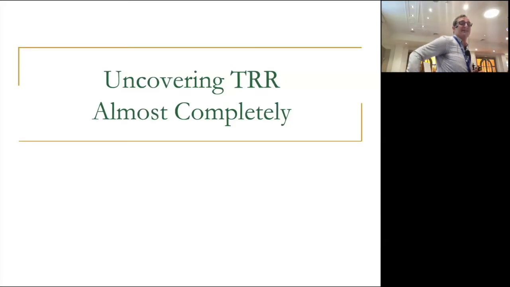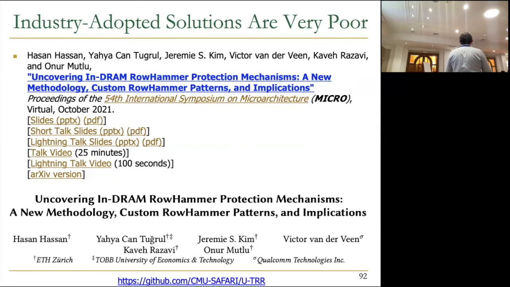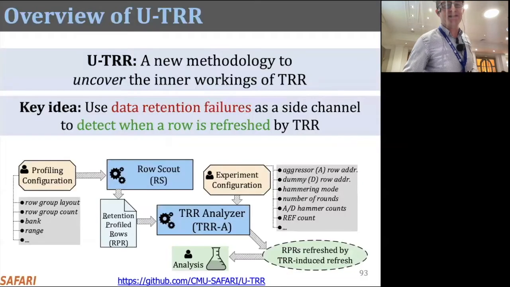Okay, I also said that you could uncover this TRR almost completely. So one of the next works we did was actually, can we do better? Can we really understand what's going on in a DRAM chip with respect to RowHammer and refresh? And the answer is yes. This is actually a fascinating observation, in my opinion. Basically, we developed a methodology to uncover the inner workings of this RowHammer mitigation mechanism.